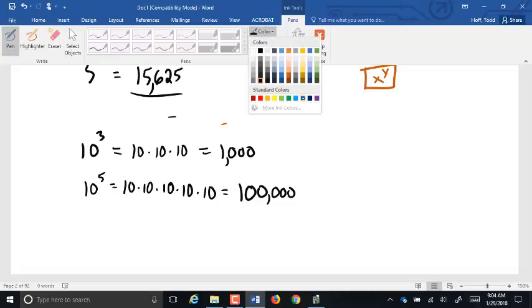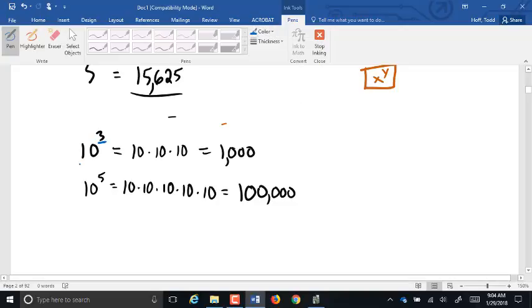A shortcut that we were taught way back when is if it's 10 to a power, whatever this power is tells us how many zeros are in our answer. 10 to the third, it's 1 followed by 3 zeros. 10 to the fifth, it's 1 followed by 5 zeros.